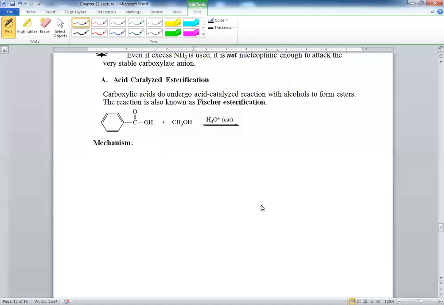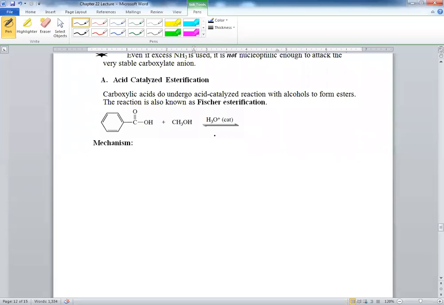Now, the next reaction is one of my favorite reactions in all of organic chemistry. It's called the Fischer esterification. And it's one of the most useful reactions because, again, you can go from a carboxylic acid into an ester, and you can then take the ester to something else, let's say the amide. So that's why it's a very important reaction.